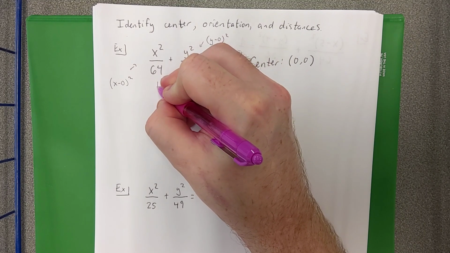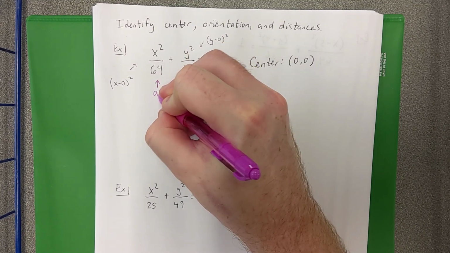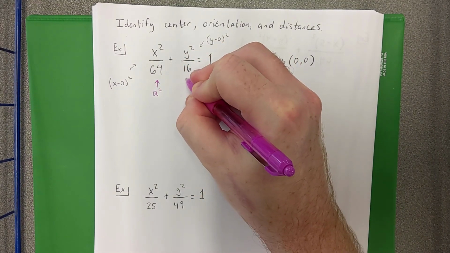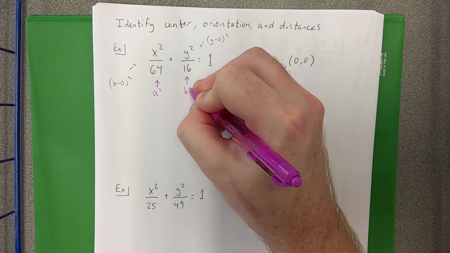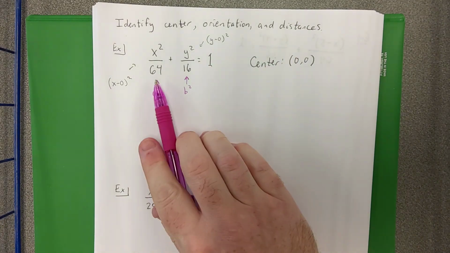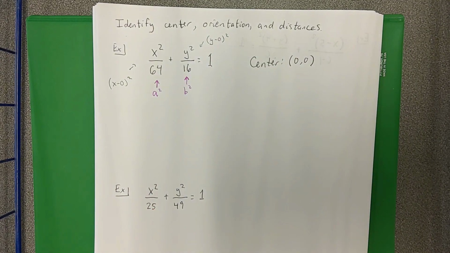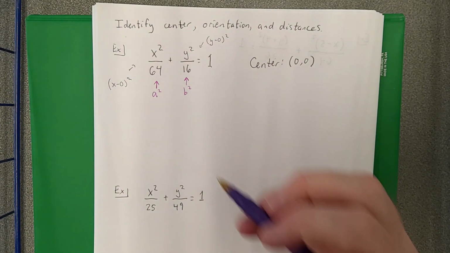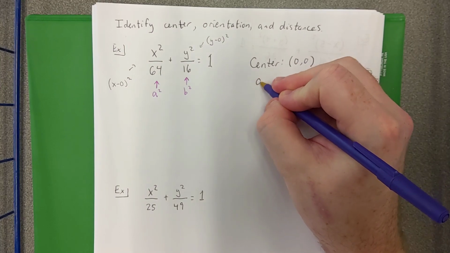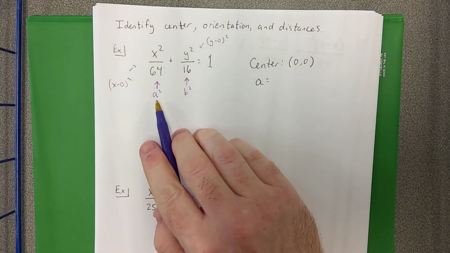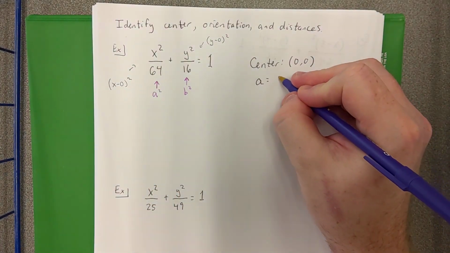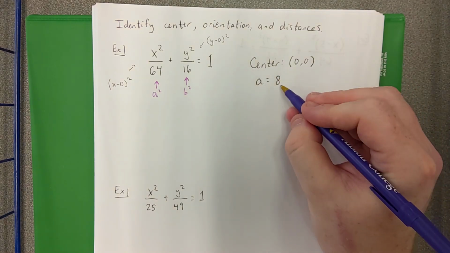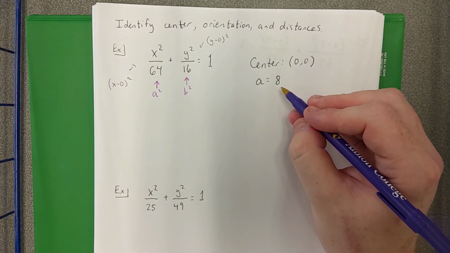When we take a look at the denominators, whichever one is larger is going to take on the role of a squared. Whichever one is smaller is going to take on the role of b squared. Again, major is bigger than minor. Now with that in mind, this allows us to identify the values of a and b. A in this case would be the square root of 64. I'm not going to say plus or minus 8 because we are referring to a distance. Distances tend to be positive only.